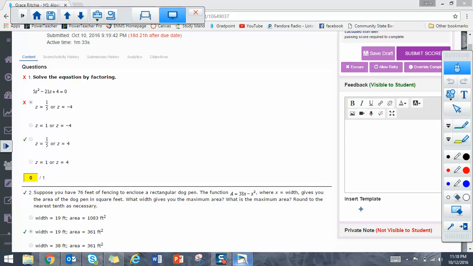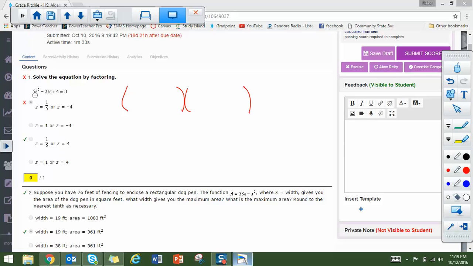Number one asks to solve by factoring. When you factor, there are a lot of things you have to take into consideration. I always start factoring by drawing two sets of parentheses. In the first part of each parenthesis we have to have factors of 5, and in the back part of each parenthesis we have to have factors of 4. The tricky part comes when you do some guessing and checking, because the outside and inside terms multiplied together and then added need to give you that middle term.